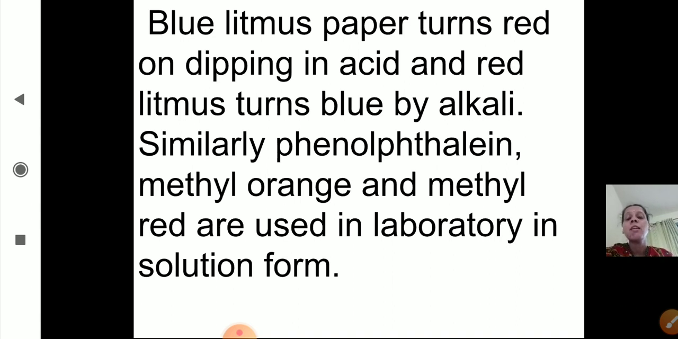Similarly, phenolphthalein, methyl orange and methyl red are used in the laboratory in solution form. Along with the litmus paper, there are a few more indicators available in the lab which we are using: phenolphthalein, methyl orange and methyl red. They are available in solution form.